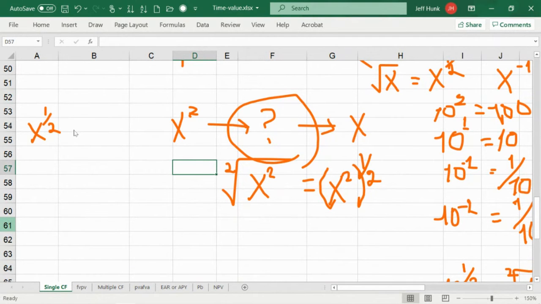Something raised to half power is the square root, right? That's another expression, right? I keep writing this so many times.